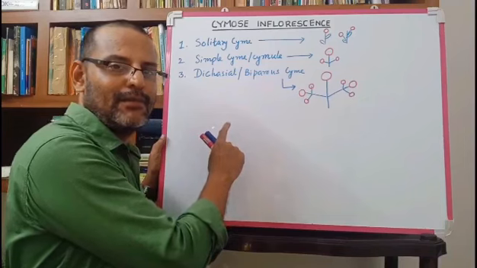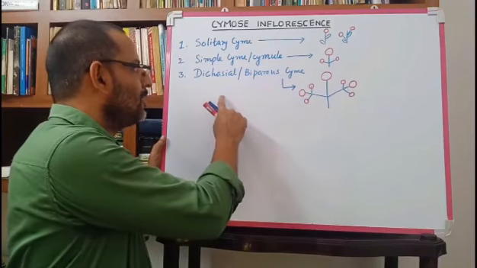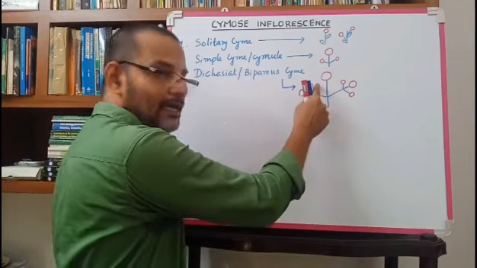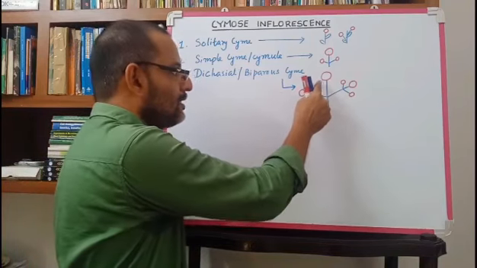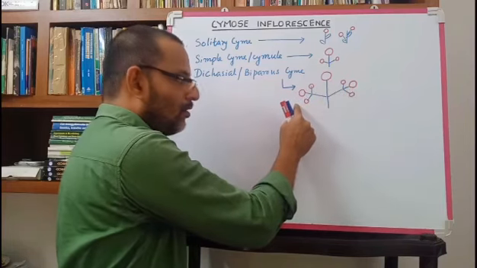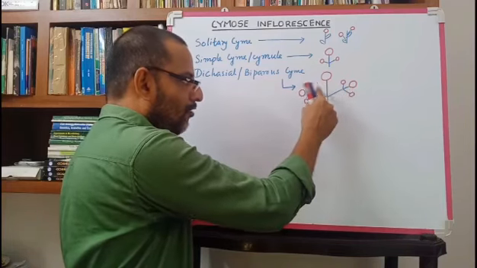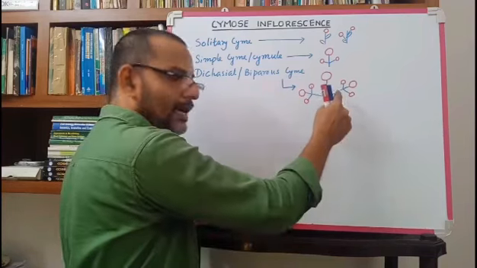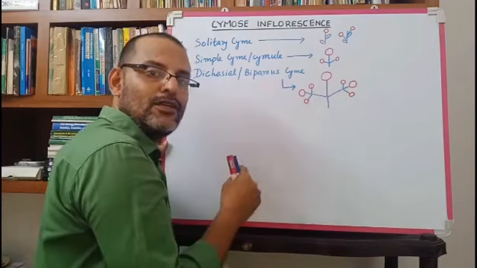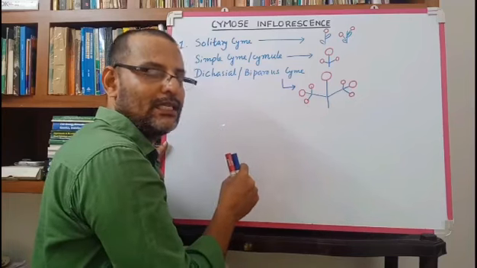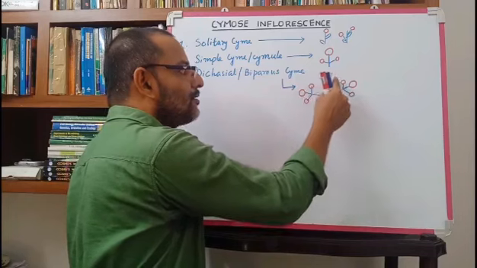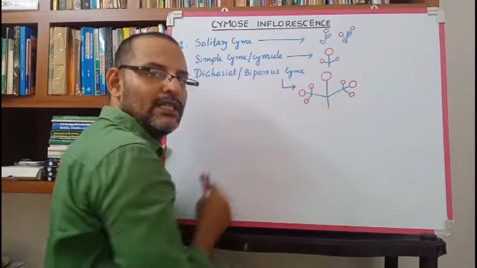Dicacial or biparous cyme. This inflorescence originates like a simple cyme. That means there are 3 flowers in the beginning, that is 1 mature flower and 2 younger flowers on the axis of the mature flower, and from the base of these two younger flowers again new flower buds are originating, same like the simple cyme, and it develops into a structure like this.